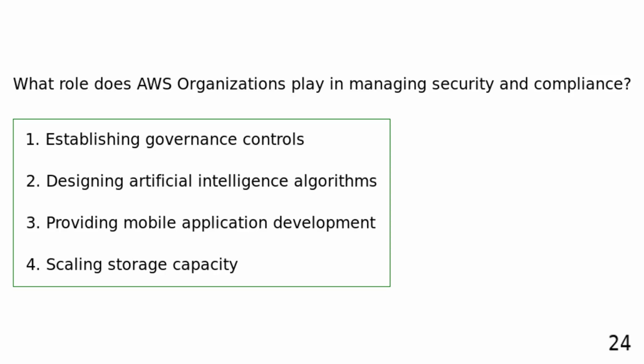What role does AWS Organizations play in managing security and compliance? Establishing governance controls. Designing artificial intelligence algorithms. Providing mobile application development. Scaling storage capacity.